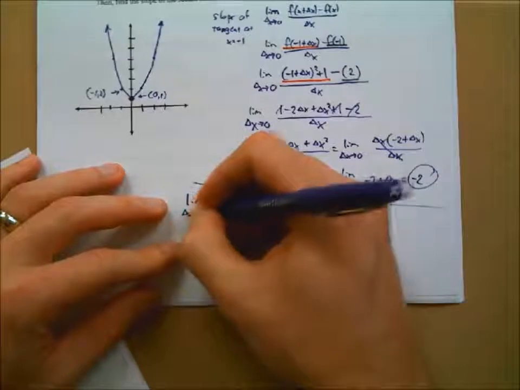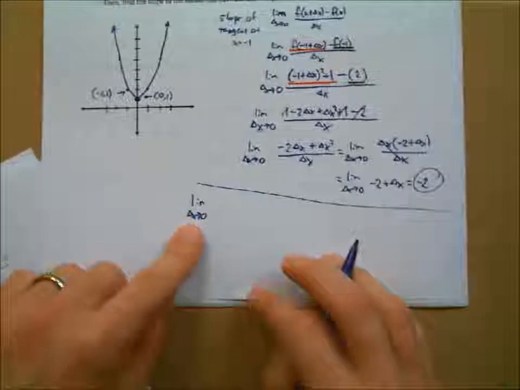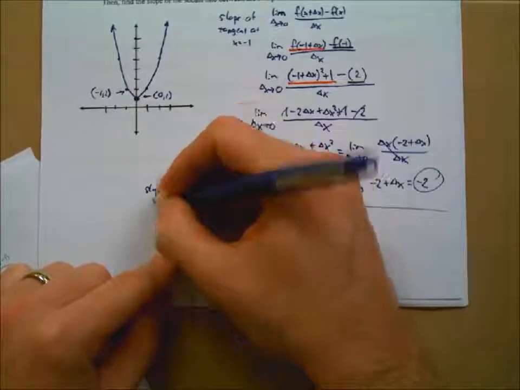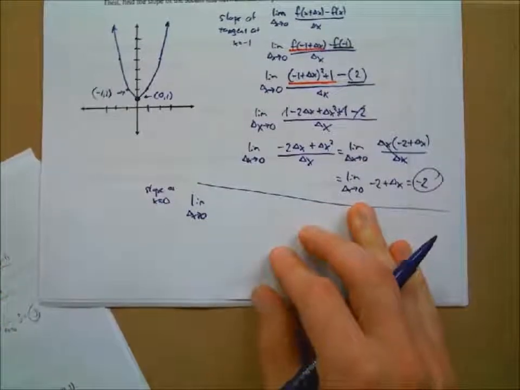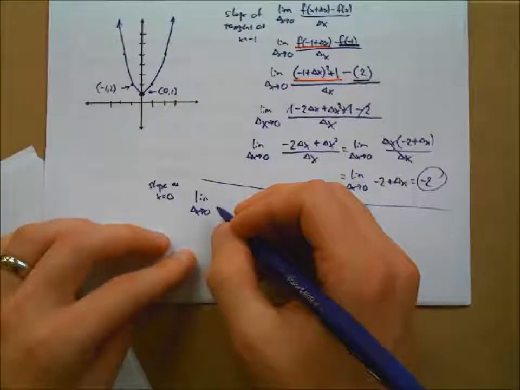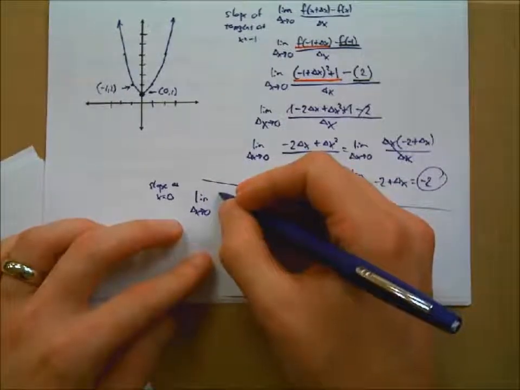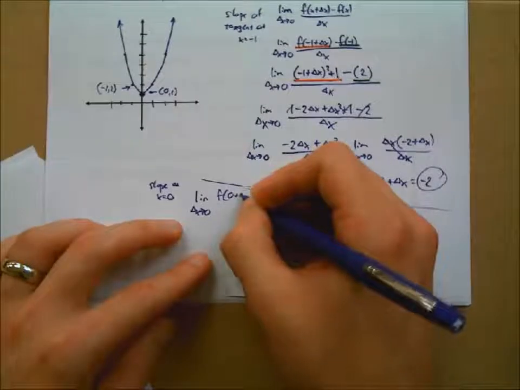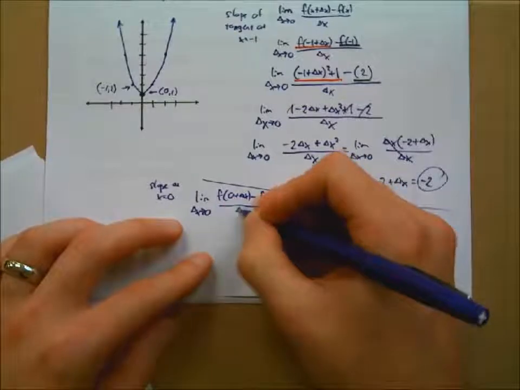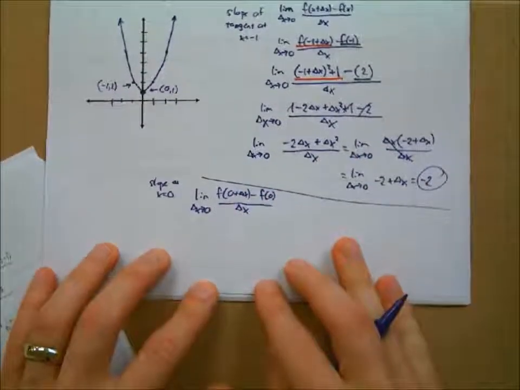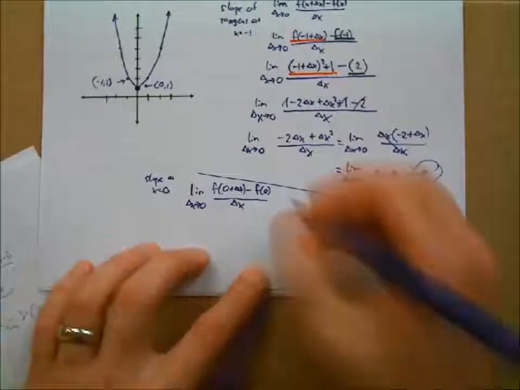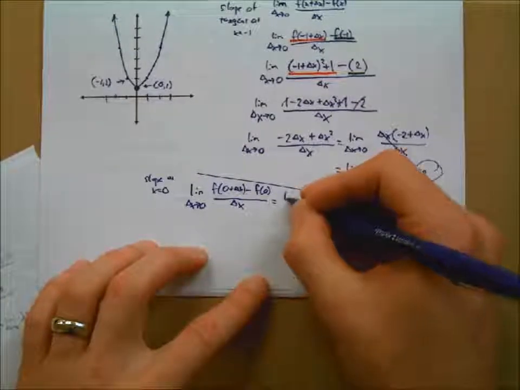Okay, so again, the limit as delta x approaches 0, we'll say this is the slope at x equals 0. And I'm going to go ahead and plug in. So I'll say f of 0 plus delta x minus f of 0, all over delta x, which is then equal to the limit as delta x approaches 0.